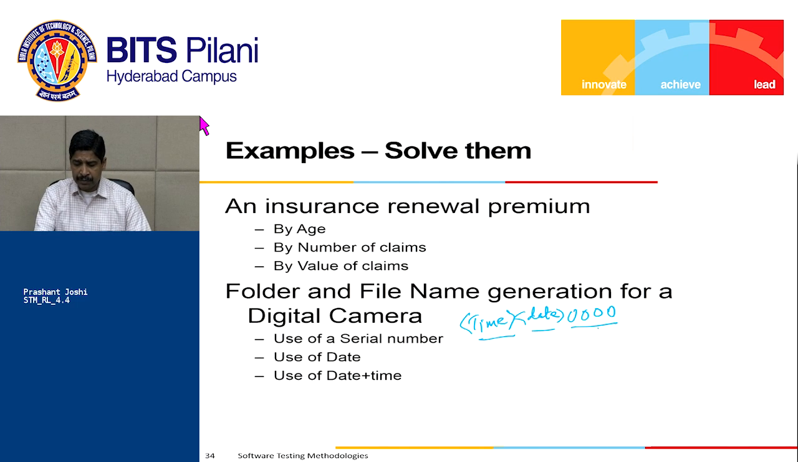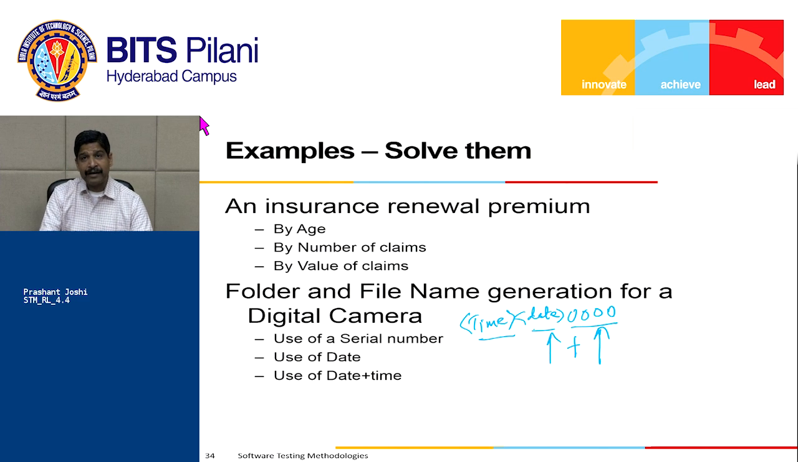Or a combination of these three. I may even have a simple serial number based file name for a digital camera, or a date plus a serial number. Only date, would that be a good choice? If I mark every file only with a date, it forces me to say that on a particular day I can only take one picture or the picture will be overwritten, because the uniqueness of a date is limited by 24 hours. It's going to remain the same.